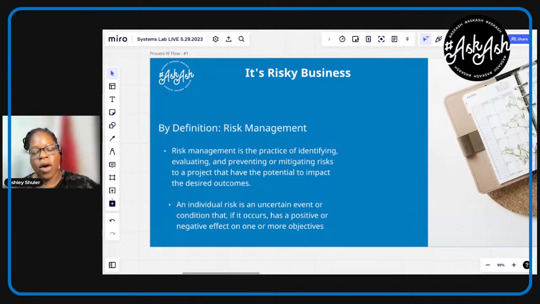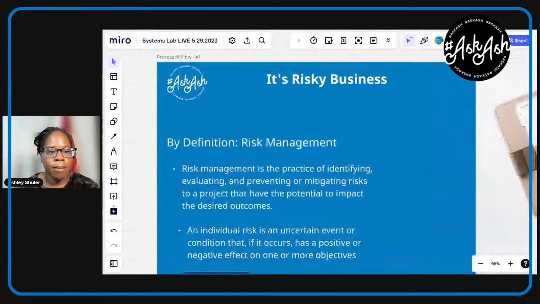It's the identifying, the evaluating, the preventing or mitigating of risk to a project that has the potential to impact the desired outcomes. What is exactly a risk? I'm so glad that you asked. An individual risk is an uncertain event or condition that, if it occurs, has a positive or negative effect on one or more objectives. So for many of you that are PMs already, I know y'all know this, right?